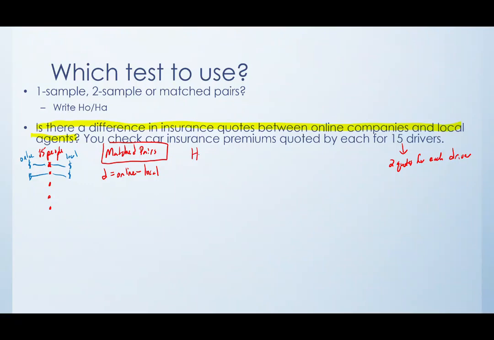And we have our null would be, hey, that mean difference, there's not one, right? There's no difference in insurance quotes. So on average, the difference between online and local is going to average out to be 0. Now, the alternate, we look at our question, is there a difference? So it doesn't say, is one cheaper than the other? It just says, is there a difference? So that means this is going to be a not equal to, a two-tailed test.